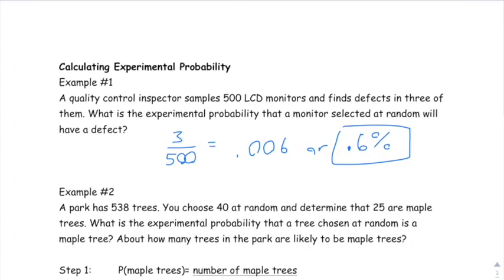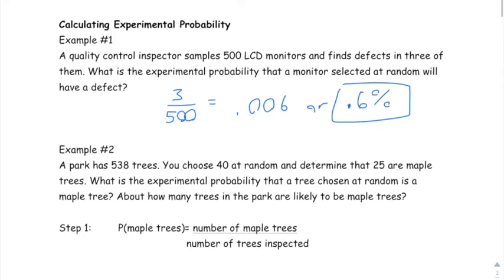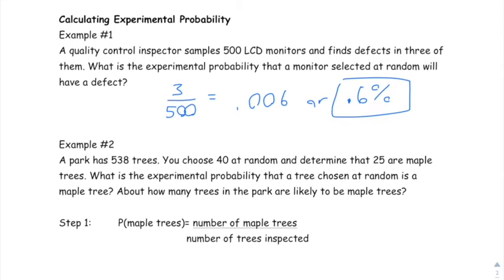The reason that's useful is that we can predict how many should theoretically be defective if we had more than 500. Say we had 10,000. We could use that percentage to help us figure out how many of those should theoretically be defective. That's the whole point of it.